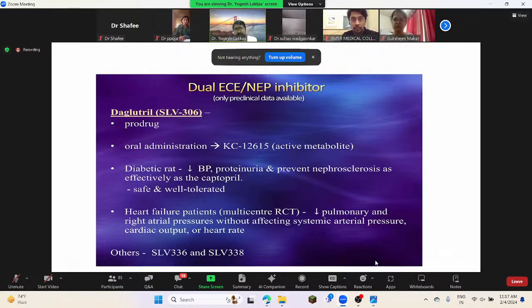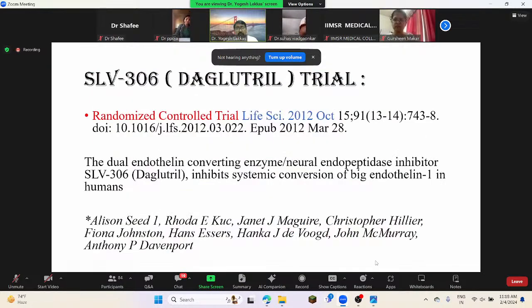So this is another very important molecule that will be coming into practice in the next 5 to 10 years definitely. And potential data is also available. This randomized trial has been done on these endothelin receptor inhibitors that also have neutral endopeptidase inhibitor activity, acting at two levels, and that can be helpful in hypertension control.